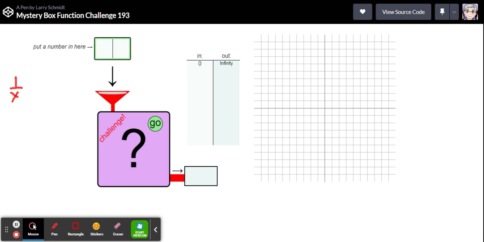Let's put in some more numbers. So 1 gives us 2. How about a 2? 0.5. How about a 3? Oh, interesting. I'm going to put some further out. How about a 7? Oh, how about a 9?